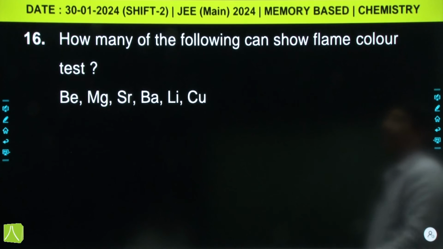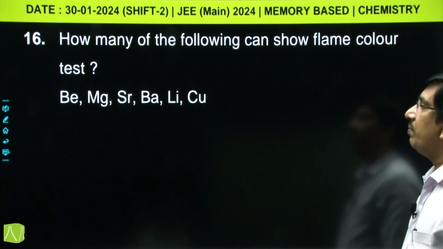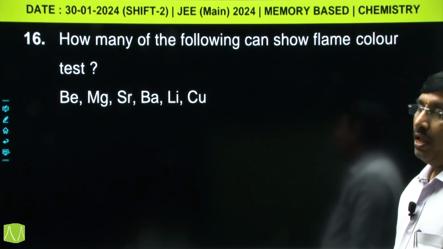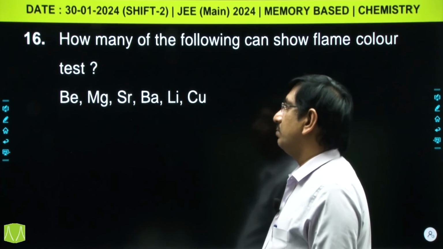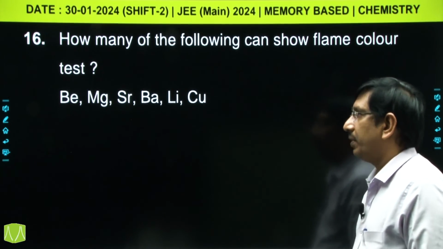Next, how many of the following can show flame color test? In the given species, you can see beryllium, magnesium, strontium, barium, lithium, copper.